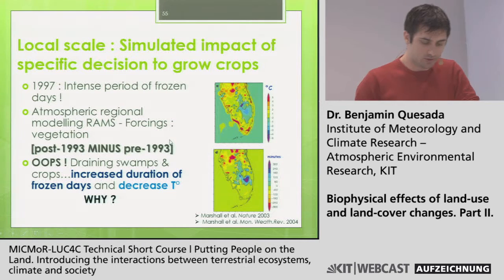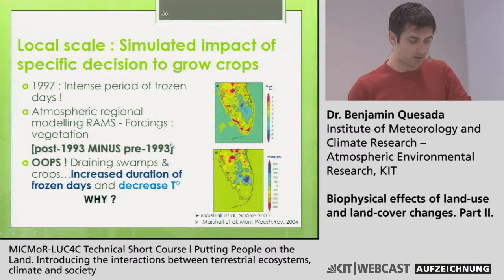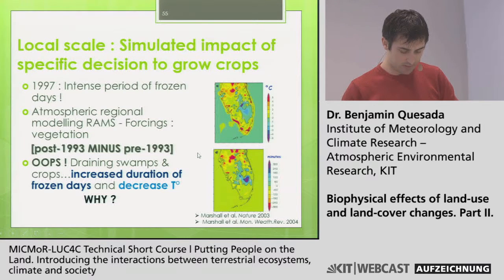So Marshall et al. in Nature 2003 studied with an atmospheric regional model the effect of this land use change, making a simulation post-1993 minus pre-1993. And what we see there is the temperature changes after the decision, and we have a cooling effect around the drained swamps with an increase in the duration of frozen days. So that's the frozen period length.